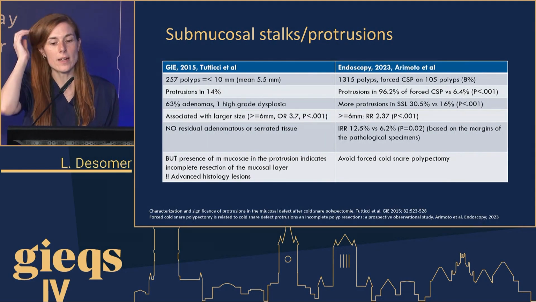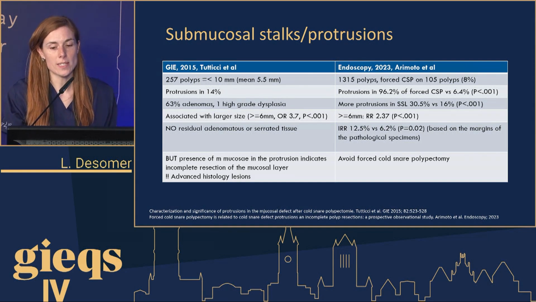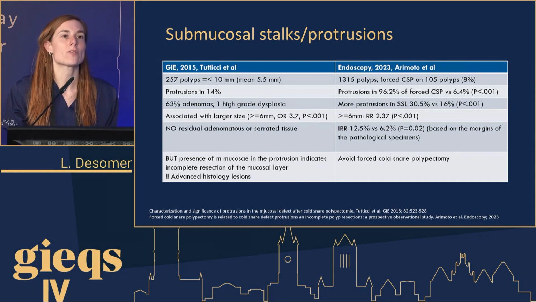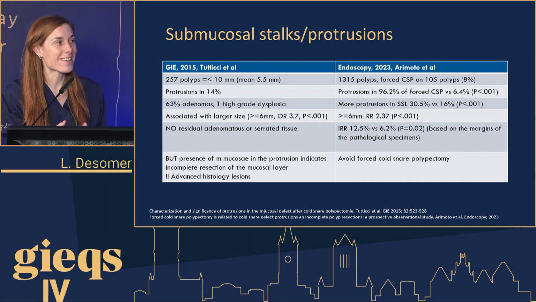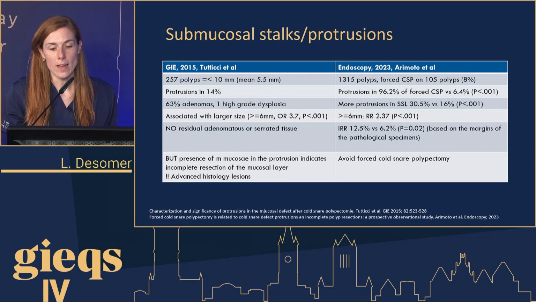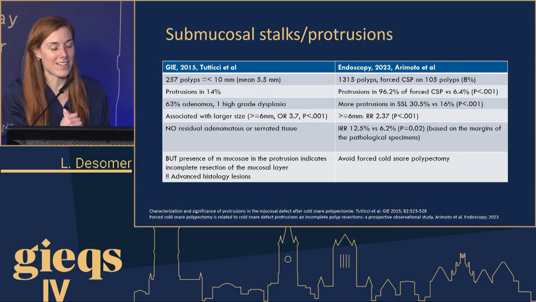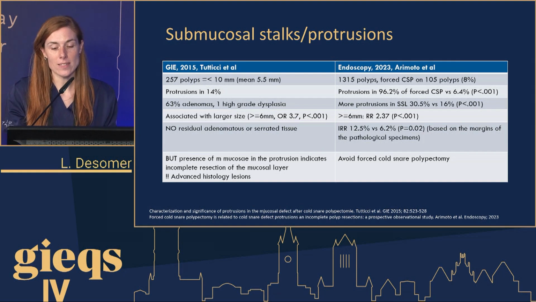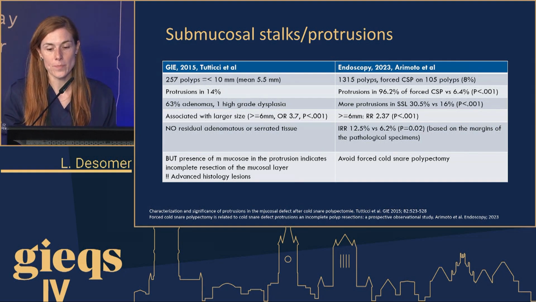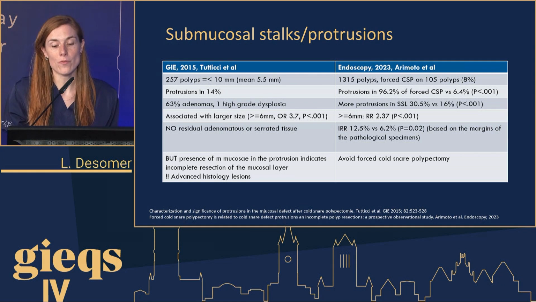There was a difference made between forced cold snare polypectomy and just conventional cold snare polypectomy. Forced meant that you actually had to apply the guillotine technique, pull your snare against your scope, which is more in larger lesions. It makes sense, right? The larger the lesion gets, the harder it will be to transect. So your relative risk of a protrusion will increase 2.3 fold. When you have to do that technique, protrusions will occur in almost 100% versus 6.4%.